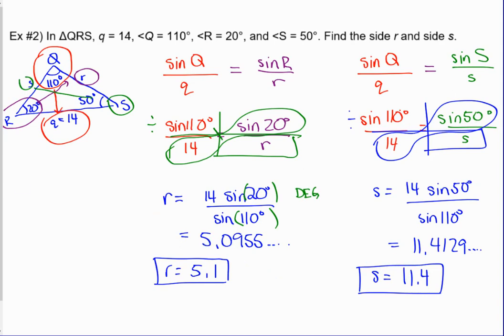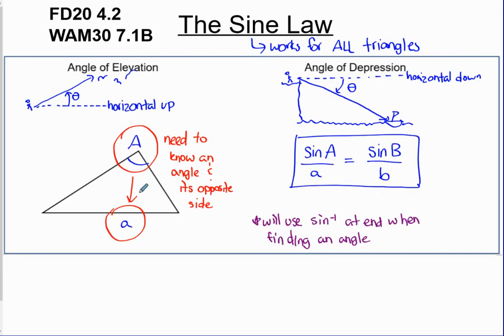So in summary, in order to use your sine law, make sure that you have an angle and its opposite side. If you know two angles, you'll be able to find out that third one using the sum of 180. So that still works. And the sine law will work for all triangles, including right triangles. So it doesn't just work for right triangles like sine, cos, and tan and Pythagoras. You can use it for everything as long as you know an angle and its opposite side.